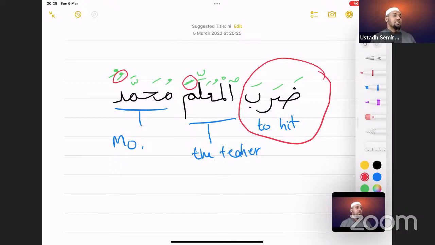So now you can build from this, right, by saying akala and ukila. Akala wa ukila. Sharaba wa shuriba. Qara'a wa quri'a. Kataba wa kutiba. Now you can have two ways: either understand the rule that governs this, or get the hang of it by exposure.